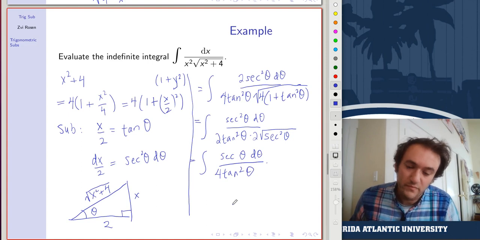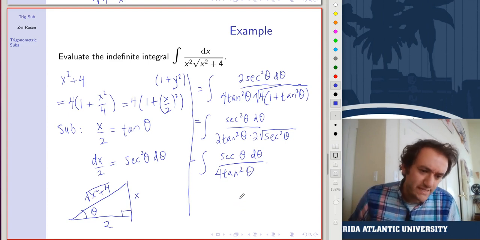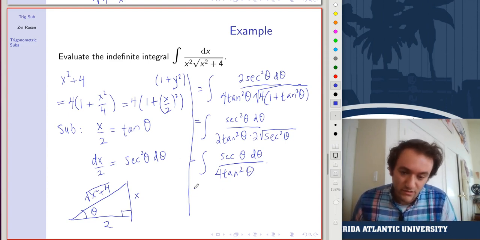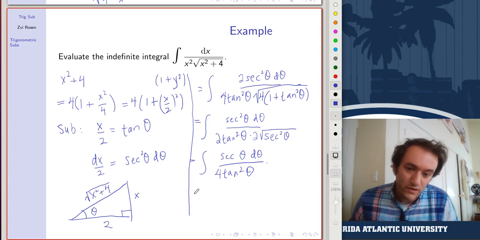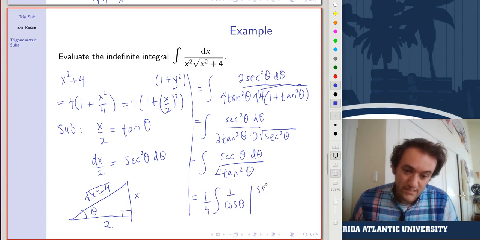Okay, that's pretty good. So this unfortunately is not in the form that we're used to seeing with these secant and tangent integrals. So instead we might want to express this all in terms of sines and cosines. So let's pull out the 1/4. And then we have secant is 1 over cosine theta, divided by tan squared, which is sine squared theta over cosine squared theta d theta.